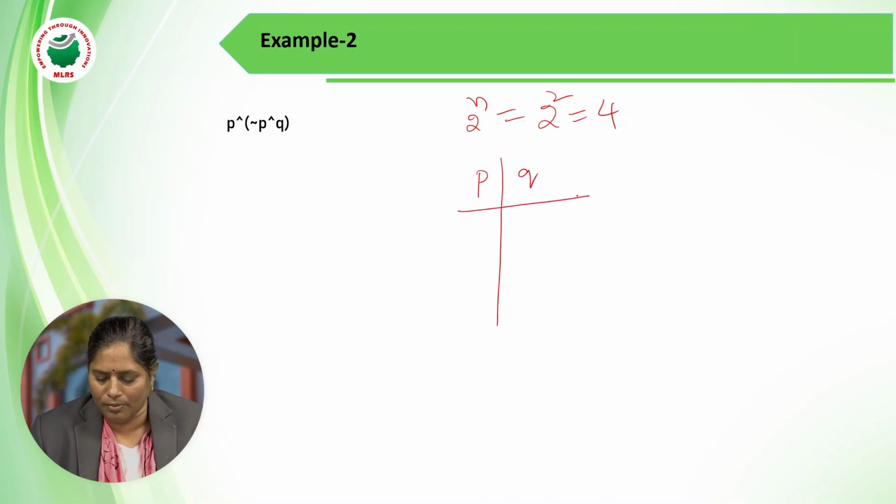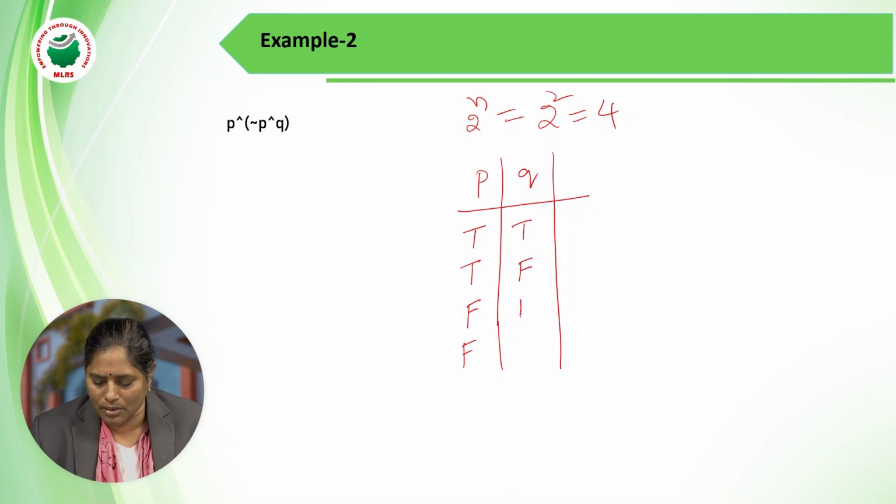Total combinations of P, Q: for the first variable, you have to write 2 times true, again 2 times false. For the second variable, alternate true, false, true, false.